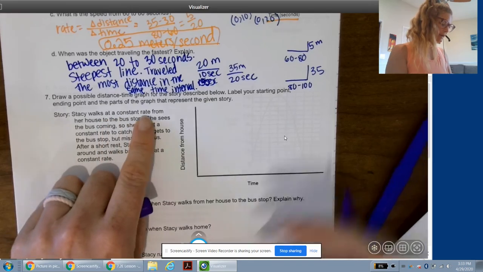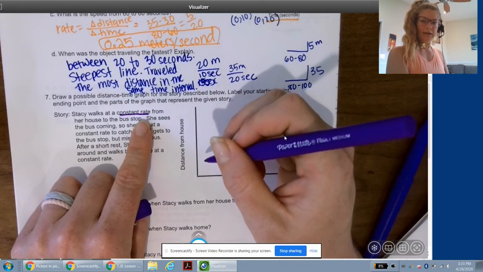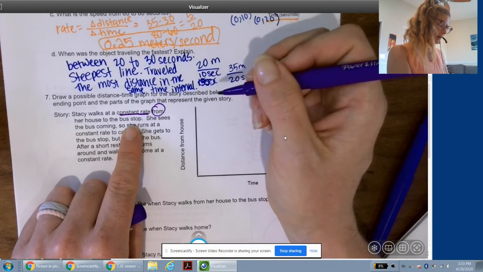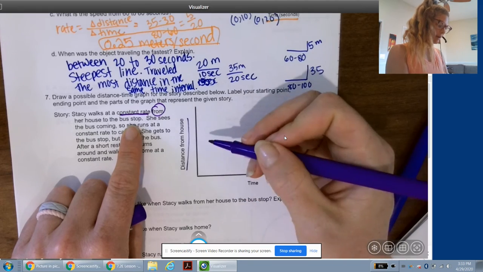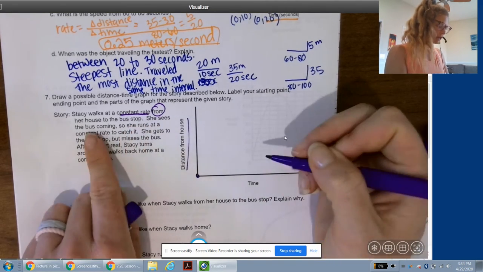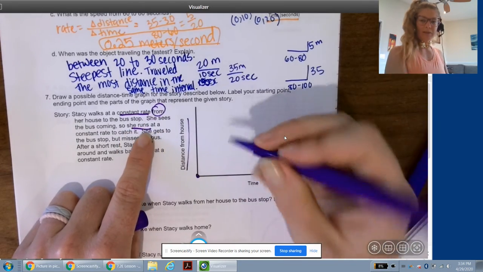So Stacy walks at a constant rate. That's important because that means it's going to be a linear relationship from her house to the bus stop. You know, this is distance from her house. So she's starting at home, which is really important to know. She sees the bus coming, so she runs. Oh my gosh, so that means she's going to be faster.